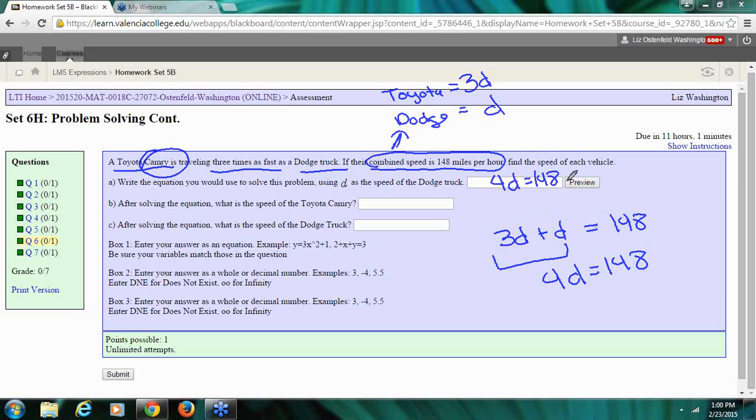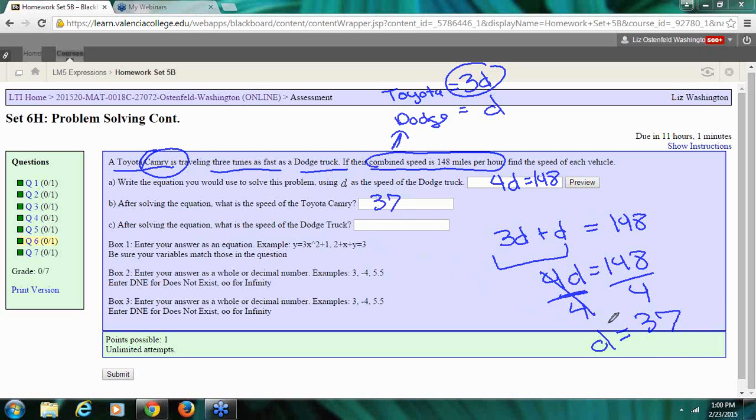Okay? But now it goes on to ask you questions about it, because once we have the equation, we can actually start answering some questions. So it says, after solving the equation, what was the speed of the Camry? Well, the Camry is 3D. That means I have to find out what D is. The only way to find out D is to separate the 4 away from the D by doing division, because division breaks up the multiplication. Whatever you do on one side, you do to the other, and my D is going to be 37. So my Toyota must have been going 37 miles per hour.